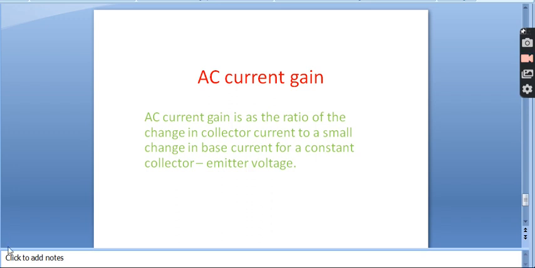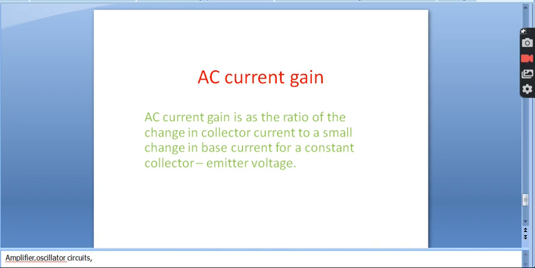Next, we are using the transistor in different applications. So what are those applications? These transistors are used in many applications. It is used as an amplifier. It is also used in oscillator circuits.